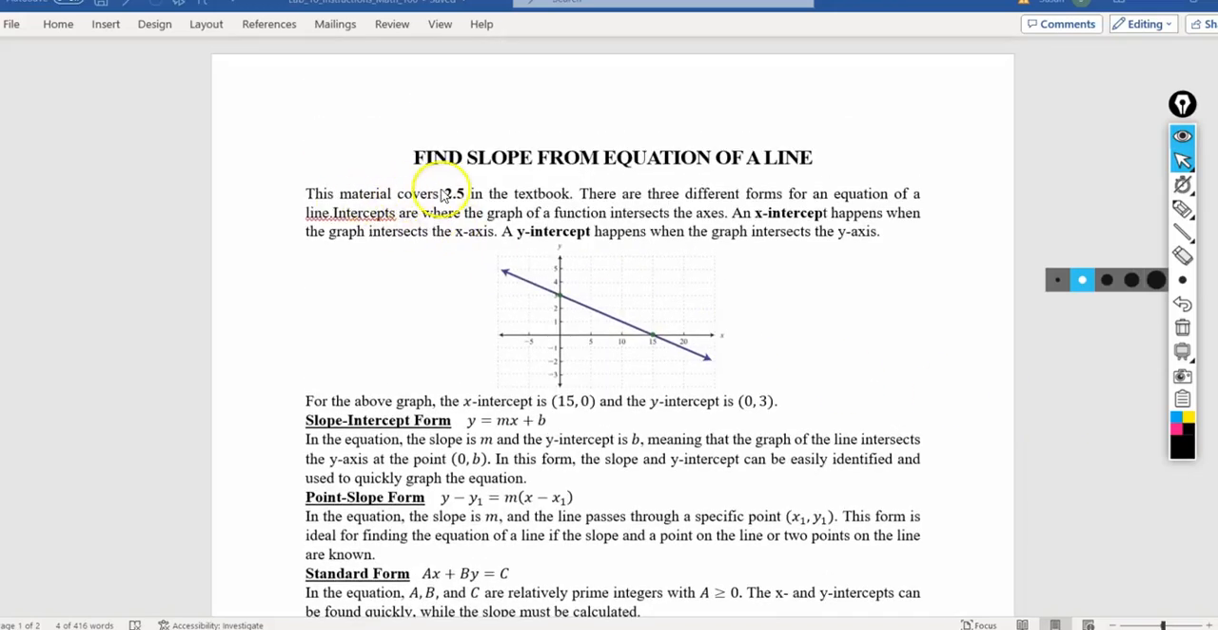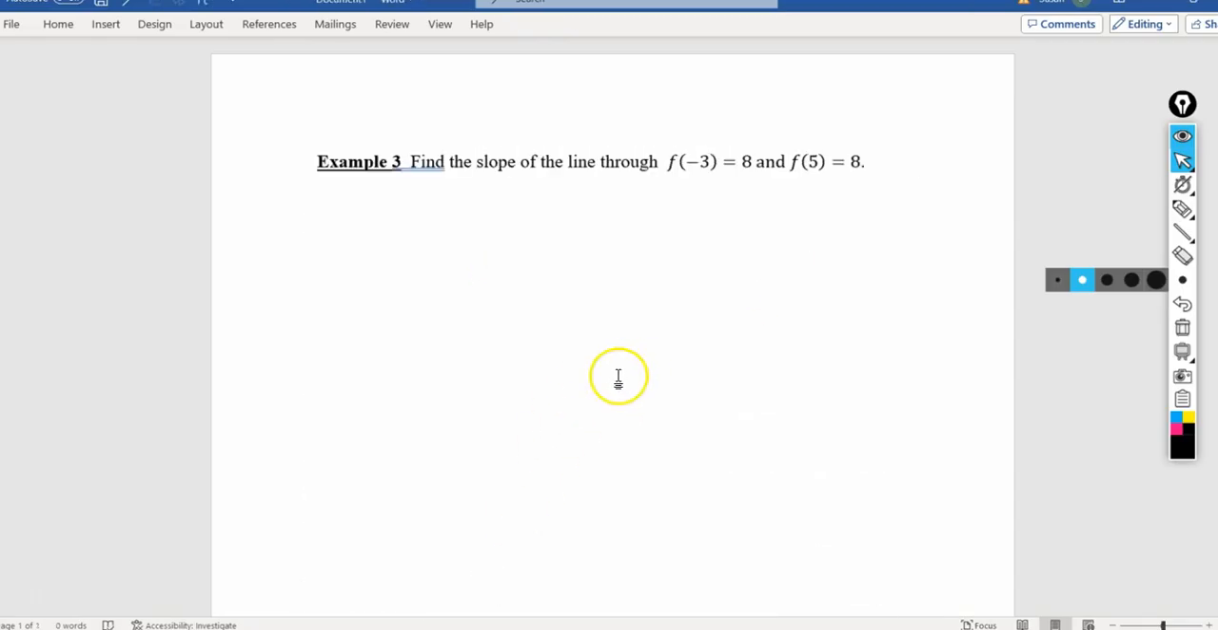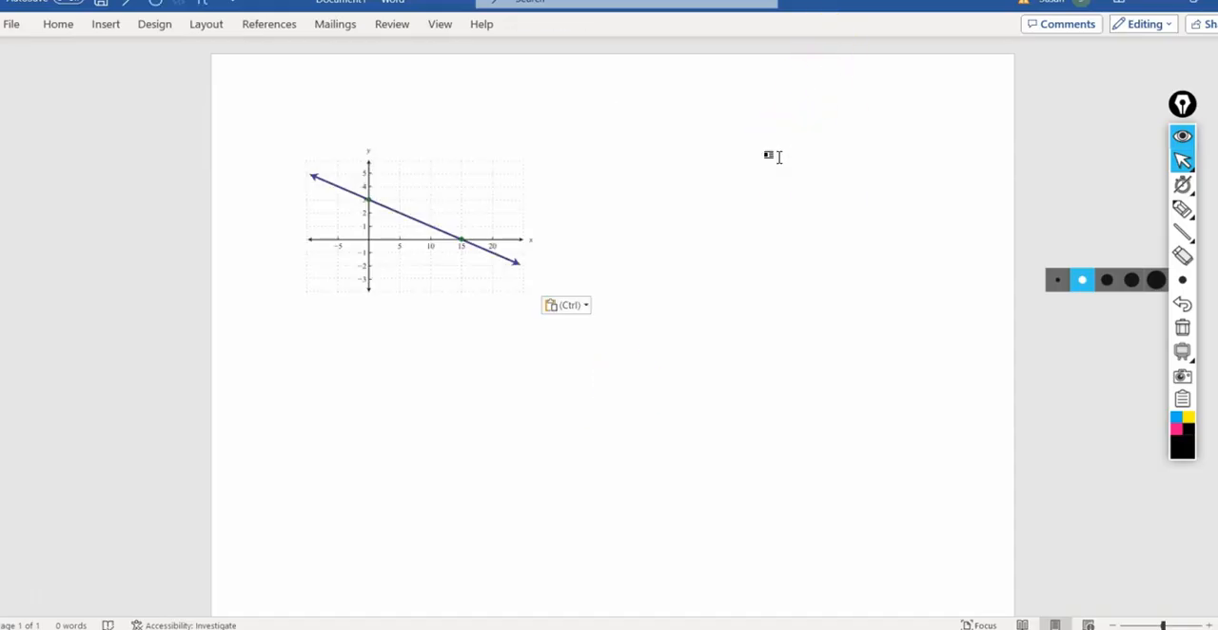This lab is going to look at finding the slope from the equation of a line. And then it talks about x-intercepts and y-intercepts. So let's get rid of that one. And let's make this larger.